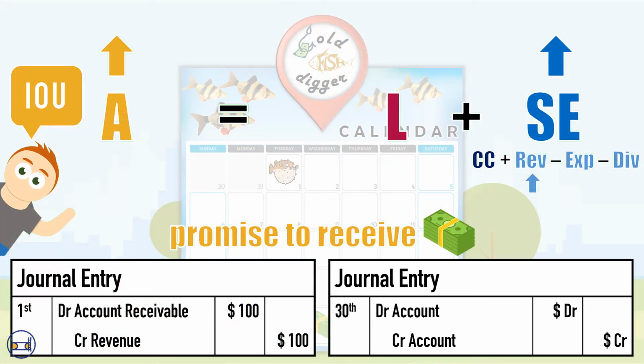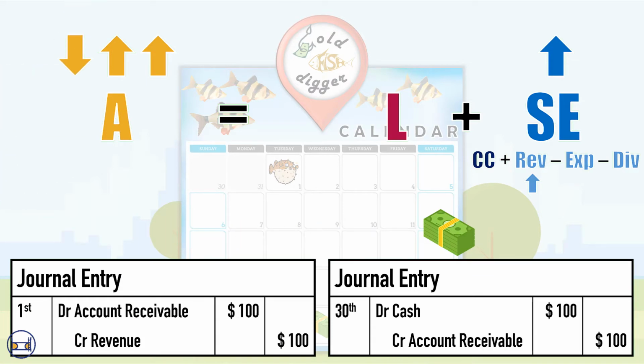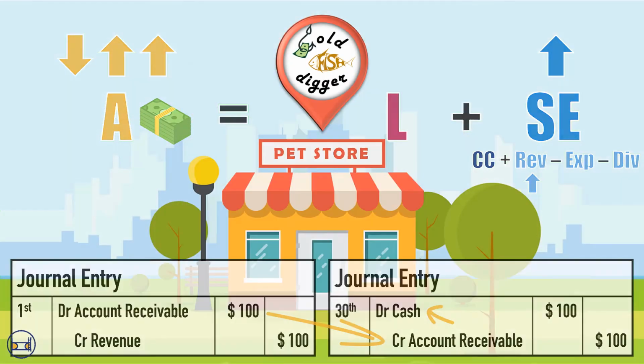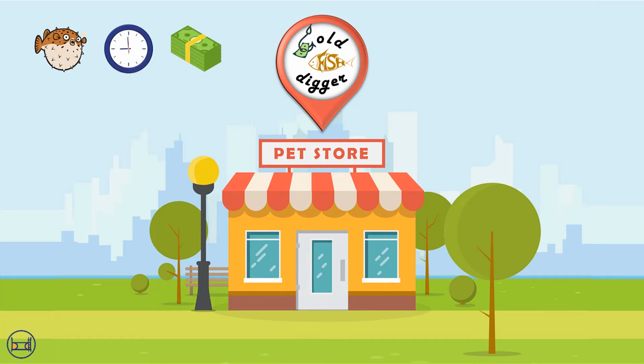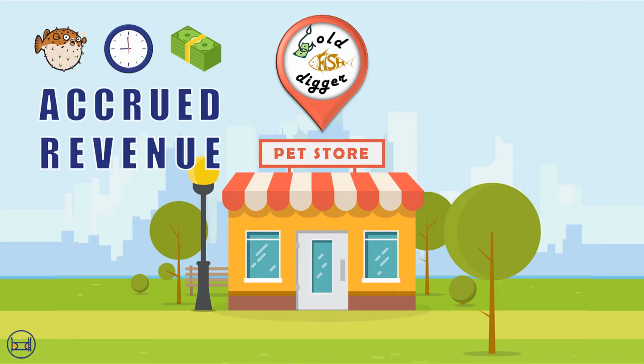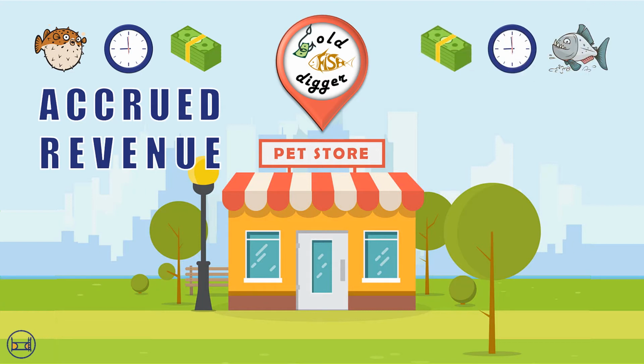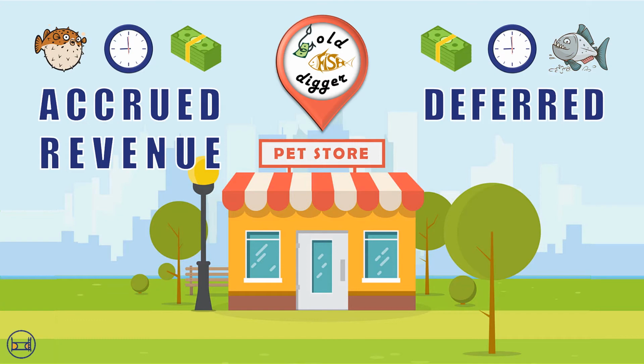When we're paid on the 30th, we'll debit our cash for $100 and credit our accounts receivable for $100. We're essentially swapping one asset, a promise of future cash, for another asset, cash. When revenues are recognized before we receive cash, as in the blowfish example, we call this an accrued revenue. And when revenues are recognized after we receive cash, as in our piranha example, we call this a deferred revenue.